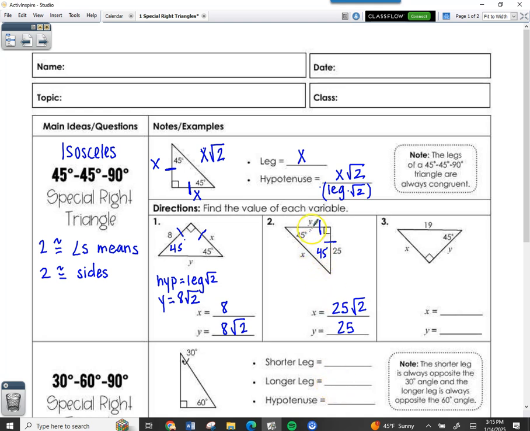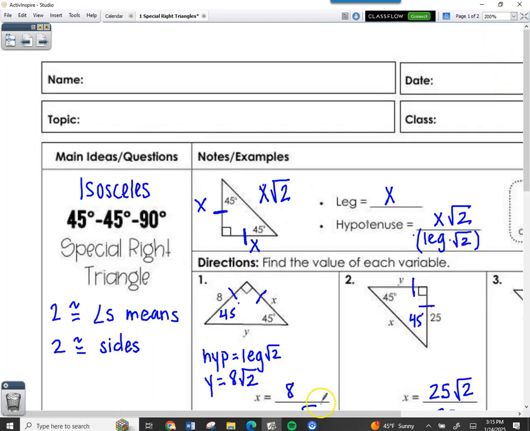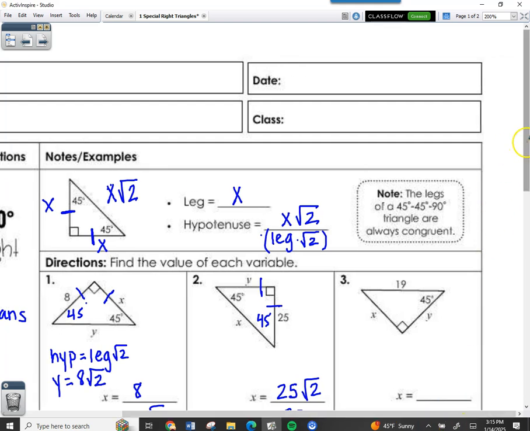Did I write that in the right order? Yeah, this is a Y, and that's an X. I need to zoom in. This is ridiculous. There we go.